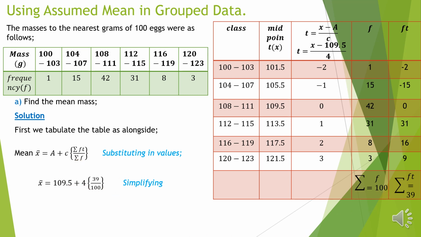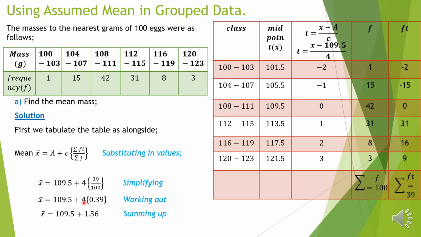Now the next step will be, we will try to simplify this expression by dividing here. Now by so doing, we are seeing 39 over 100 is coming to 0.39. Then we can drop this 4 here and 109.5 here. So once we are done with this, then we are going to work out. Working out here means we are going to multiply 4 by 0.39, and that one is going to give us 1.56. So from up here, working out this one, we get 109.5.